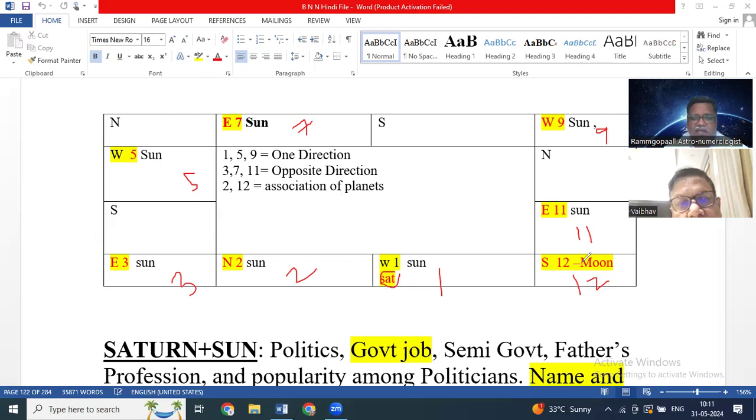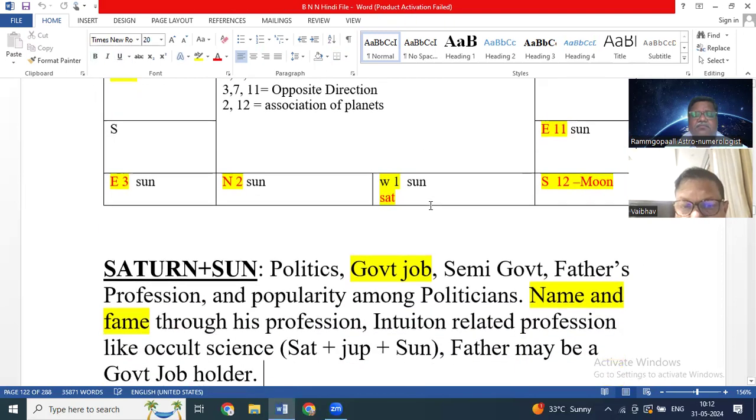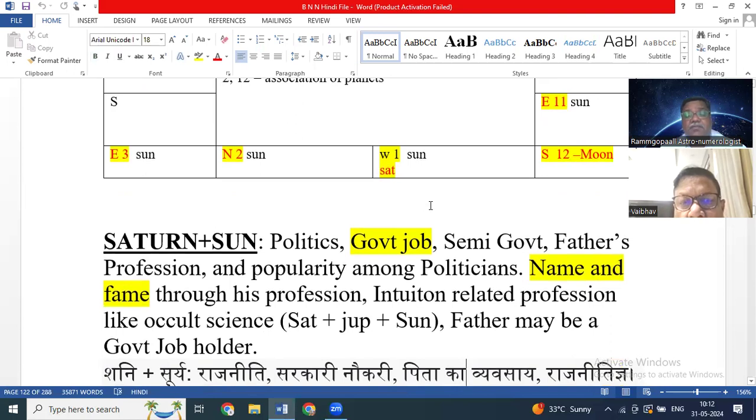What happens? If Sun is connected, the native may be in politics, सरकारी नौकरी, government job मिल सकते, or government, semi-government. Father's profession, he will continue his father's legacy. And popularity among politicians. He is having connection with politicians. Name and fame through his profession. Whatever he does, he will get name and fame.